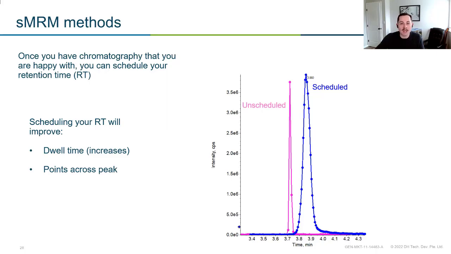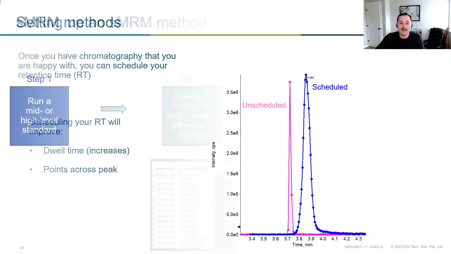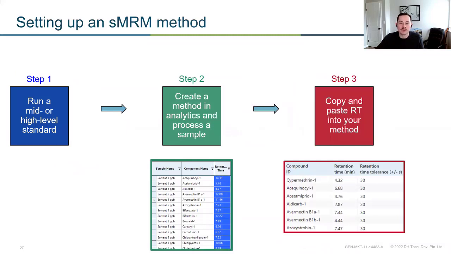Typically we're going to aim for somewhere between 10 and 15 points across our peak. That's a really good range to be in, and 12 would be that sweet spot, gold star area. And it's really easy to do. Once you've determined your chromatography is what you want, and we've already done all the compound optimization, you would just run a standard, copy your retention times, and paste them right back into your analytical method. And you're ready to go. You have your scheduled MRM method. Easy as that, and you get a lot of benefits in terms of data quality.